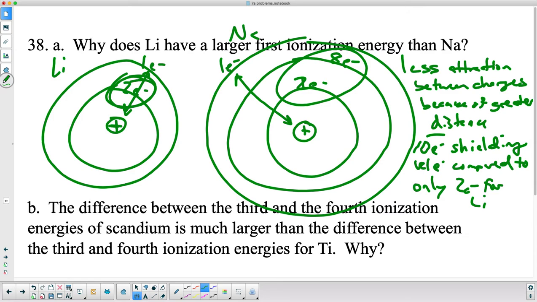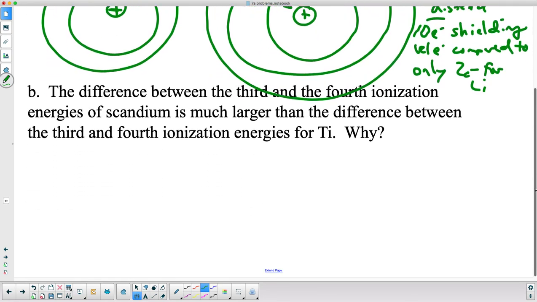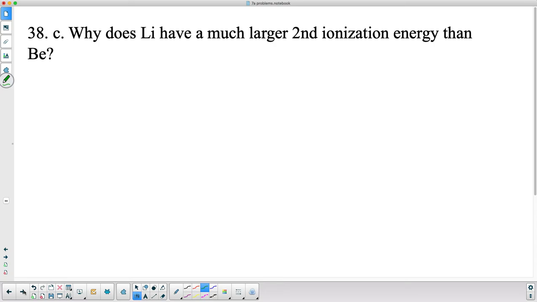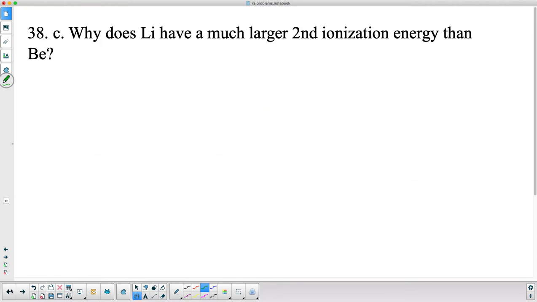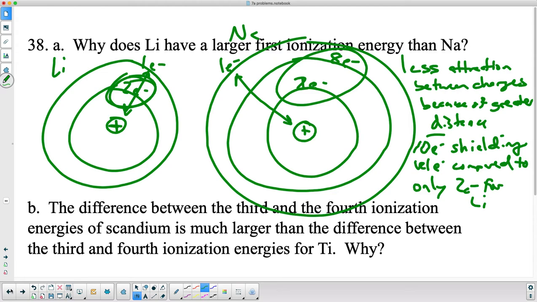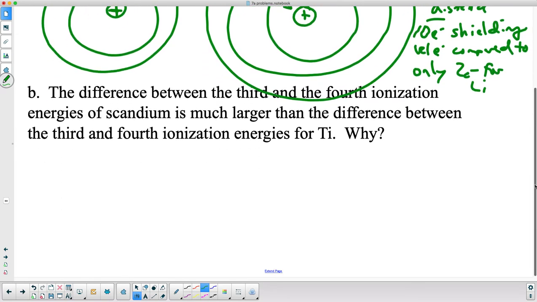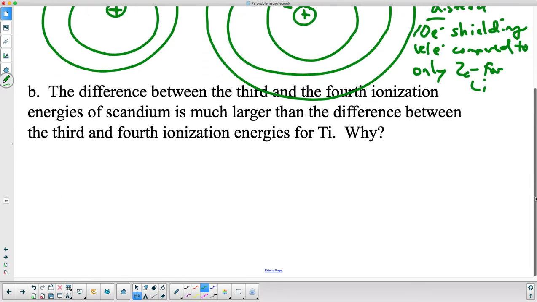The difference between the 3rd and the 4th ionization energies of scandium is much larger than the difference between the 3rd and 4th ionization energies for titanium. Explain why. Let's go back and take a look at the electron configurations. It's always the same reason for ionization energies. It always has to do with the electron configuration. Scandium is number 21. So let's take a look.